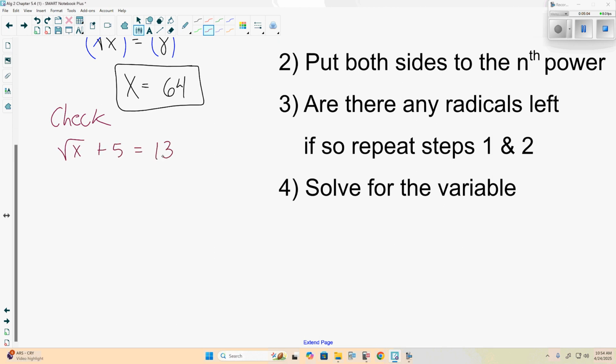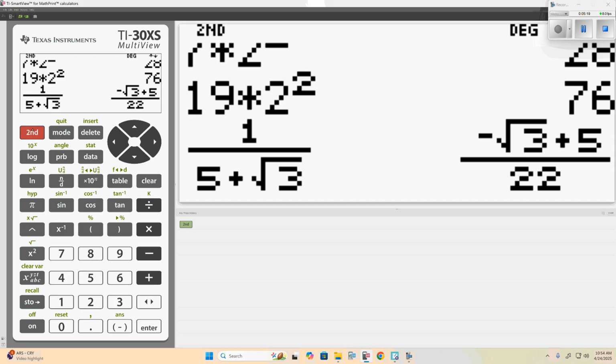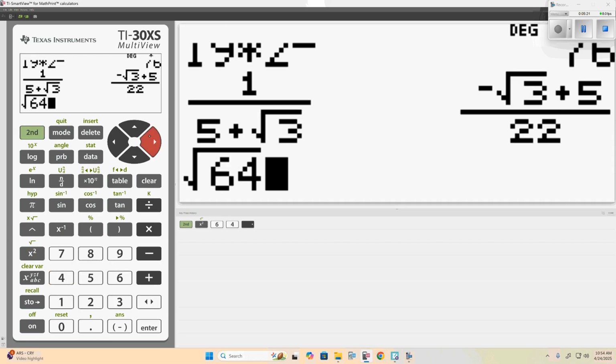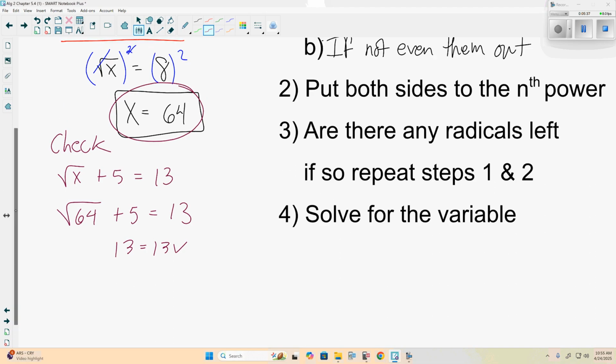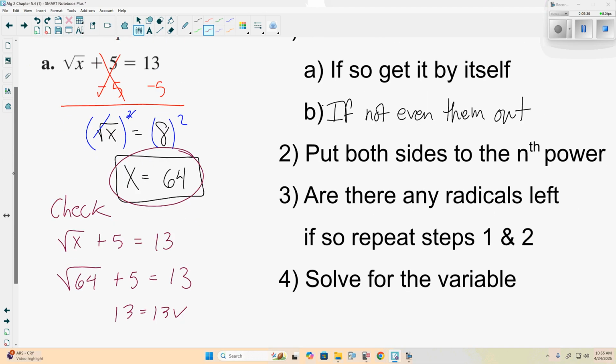And we can check this here to make sure it works. So we'll plug 64 back in for x. So if this is the correct solution, the square root of 64 plus 5 should give us 13. Square root of 64 plus 5 is 13. So 13 is equal to 13. That checks out, telling us that x equals 64 is our solution. Any questions on this here?